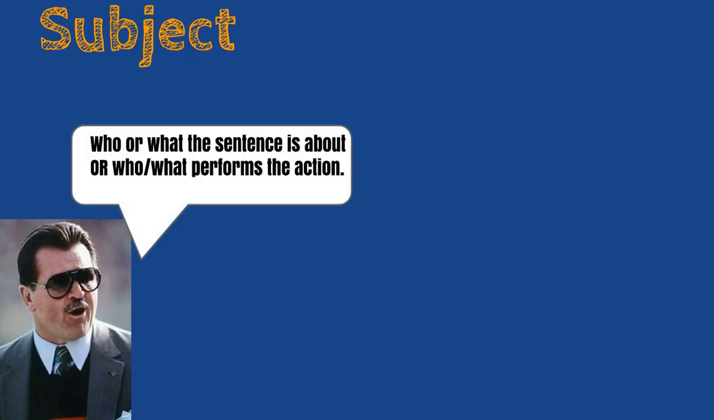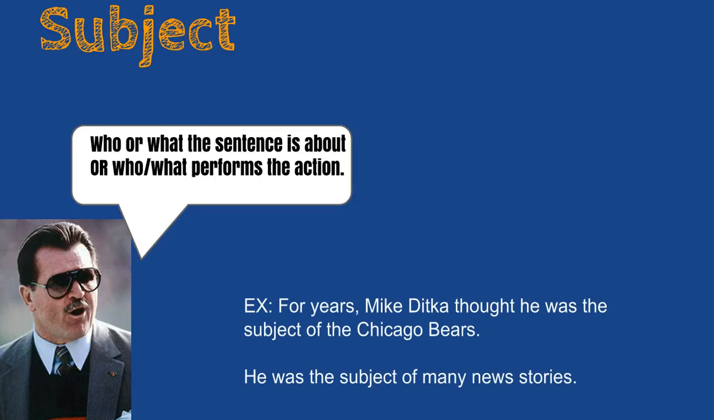So let's start with subject. The subject is the who or the what the sentence is about, or the who or what performs the action. So this is going into your verbs here. So I have two examples. The first is, for years, Mike Ditka thought he was the subject of the Chicago Bears. The subject of this sentence is Mike Ditka. The second sentence, he was the subject of many news stories. The subject is he, because he is the one that the rest of the sentence is about.